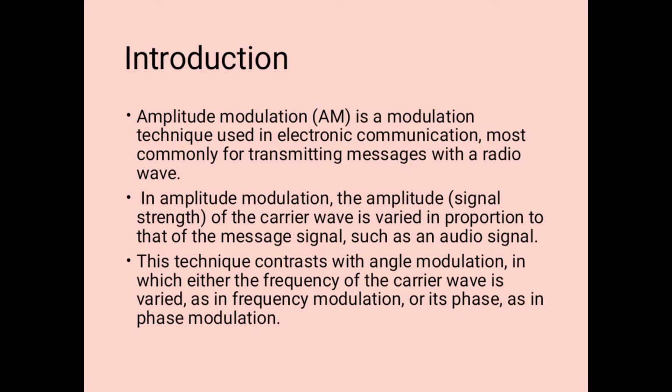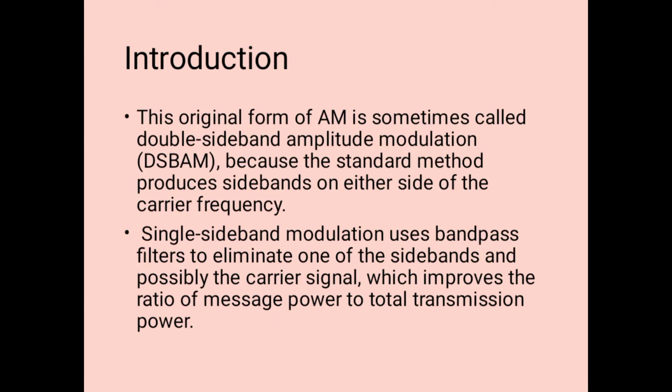The size of the antenna depends inversely on the highest frequency present in the message, and voice and music have relatively low frequencies. The original form of AM is sometimes called double sideband amplitude modulation. It's called DSB because the standard method produces sidebands on either side of the carrier frequency. Single sideband modulation uses a bandpass filter to eliminate one of the sidebands and possibly the carrier signal, which improves the ratio of message power to total transmission power.